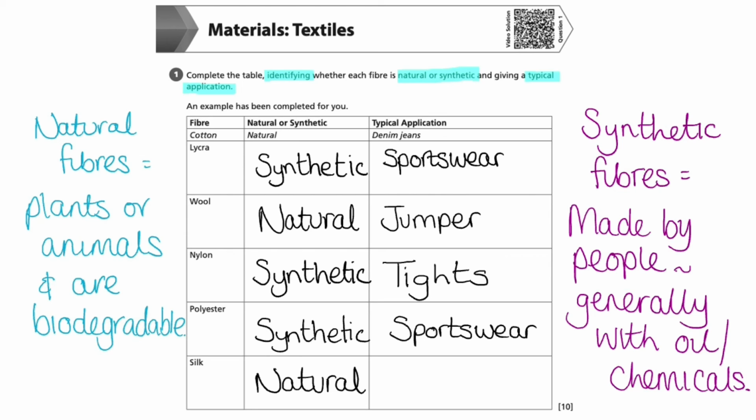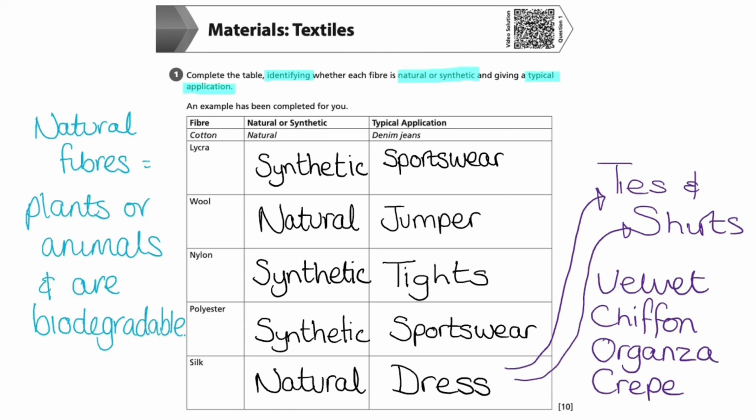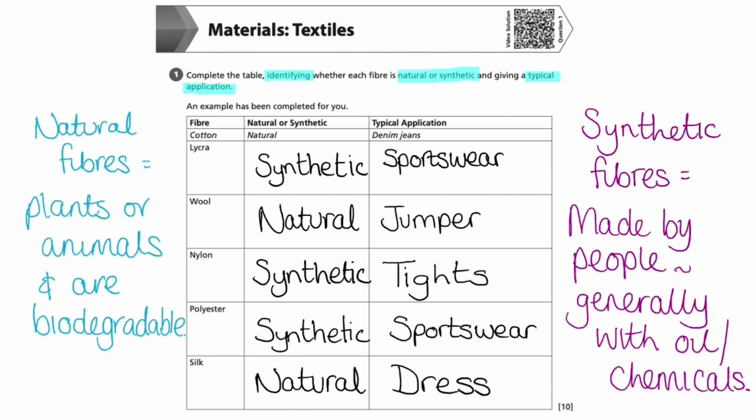Finally, we're on the last row of the table, and this time we are asked to consider silk as our fibre. The origins of silk is from the cocoon of the silk moth, and therefore, as moths are animals, silk is a natural fibre. Silk is smooth and lustrous and strong, which makes it a great choice for dresses. It also has other typical applications such as ties and shirts, velvet, chiffon, organza and crepe. Now we have completed the table.